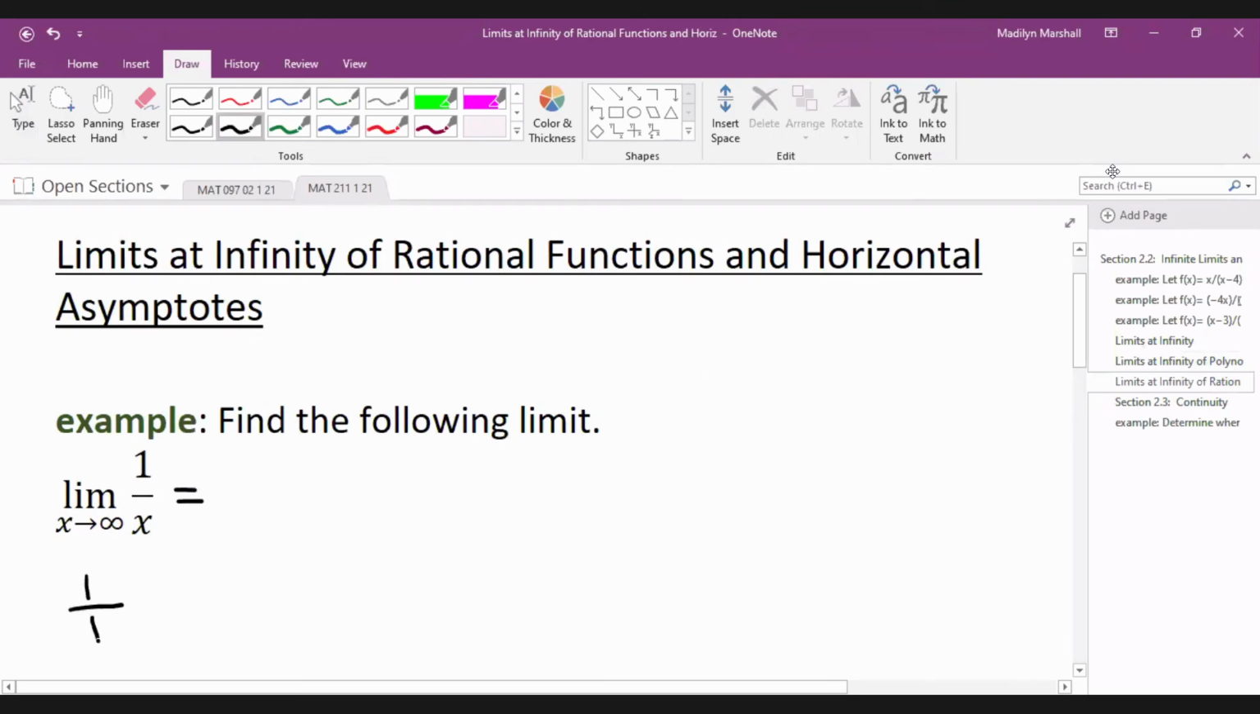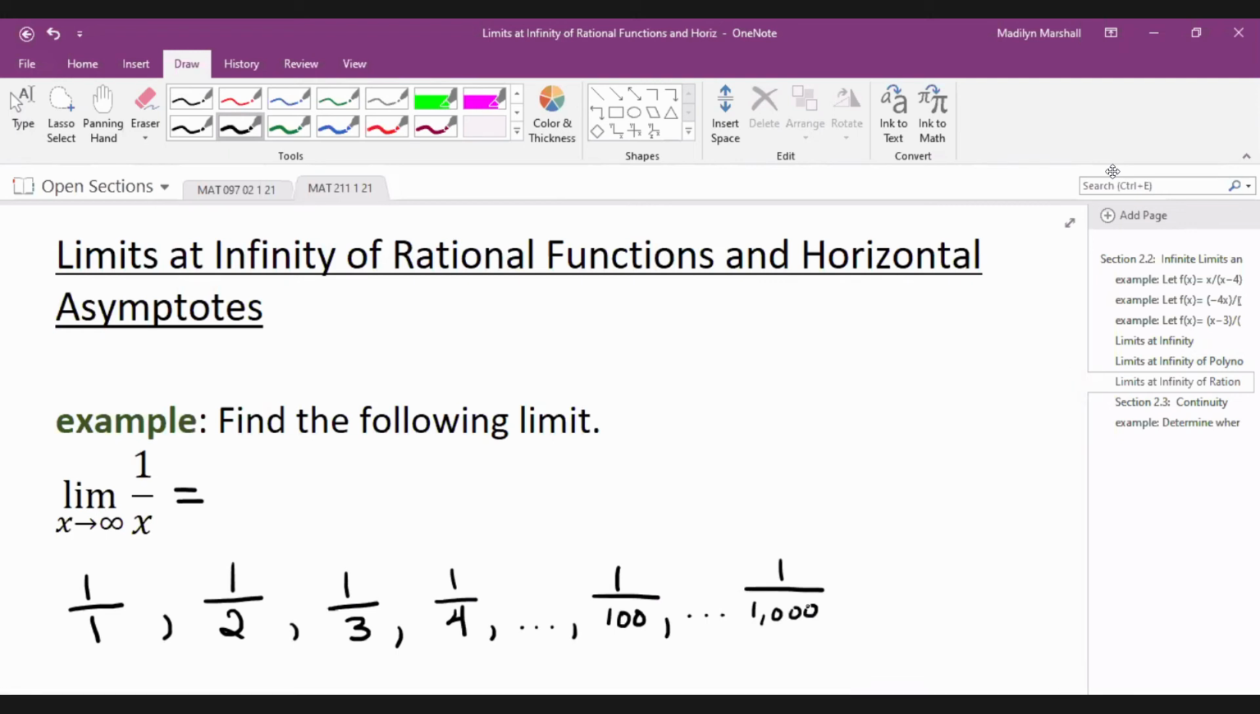But if we just start to think, when x is 1, we have just 1 over 1, which is 1. When x is 2, we have 1/2. When x is 3, we have 1/3. When x is 4, we have 1/4. If we skip some, when x is 100, we have 1/100th. When x is 1000, we have 1/1000th. So each of these values, the value of 1 over x, is getting smaller and smaller as x gets bigger and bigger.